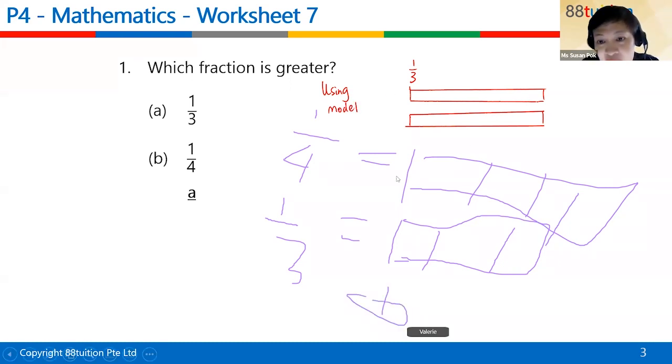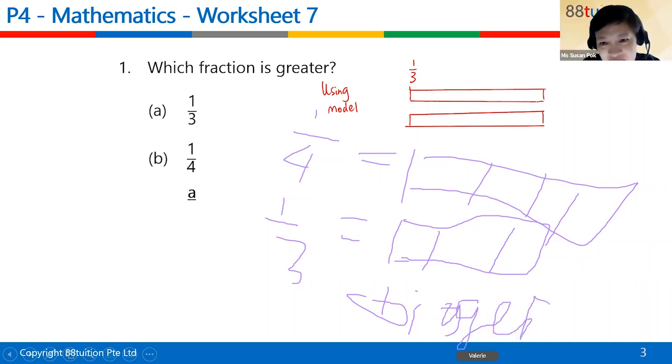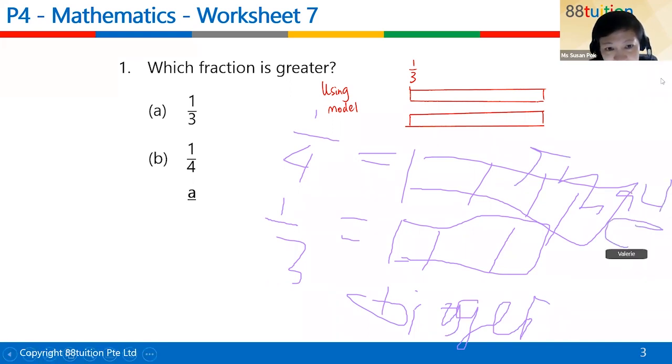Very good. Hi, Rakshan. Are you here? Say hello, Rakshan. Good morning, Miss Susan. Hey, good afternoon. It's already afternoon, Rakshan. Good afternoon, Miss Susan. We are now at question 1, just the start of the lesson, so you didn't miss out a lot.